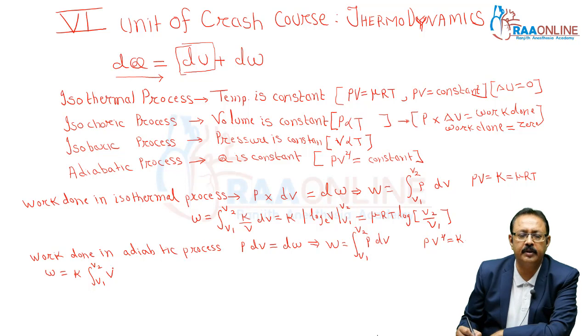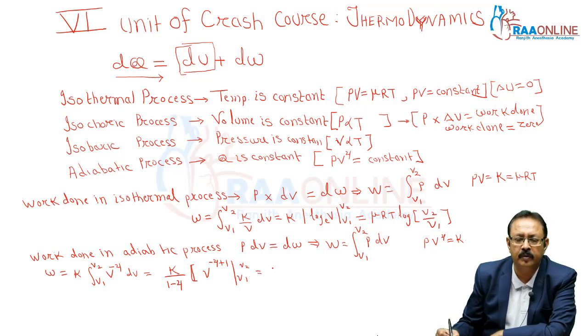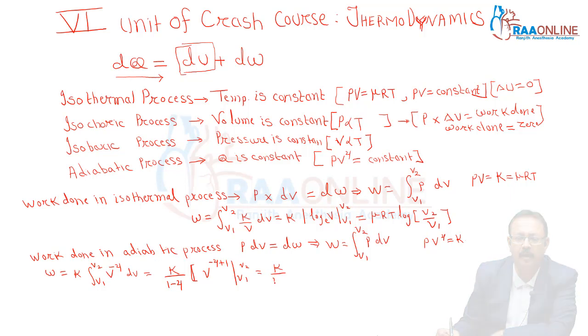So what are we getting? V raised to the power minus gamma. Increase the power by 1 and divide by the increased power. So K upon 1 minus gamma. What are we getting? V raised to the power minus gamma plus 1. Now we have to solve limits V1 to V2. So what are we getting? K upon 1 minus gamma, V2 raised to the power 1 minus gamma minus V1 raised to the power 1 minus gamma.